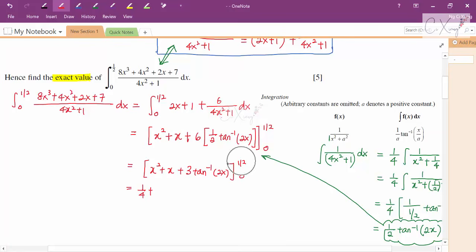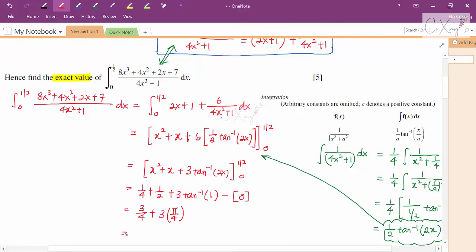Substitute the half into the x, I'm having half. And then substitute half into this, you will have 3 tangent inverse 1. Then minus, if you substitute 0 into all the terms here, the whole expression is actually a 0. Then by just pressing calculator, you will have 3 over 4 plus 3. So tangent inverse 1 will give you the value pi over 4.